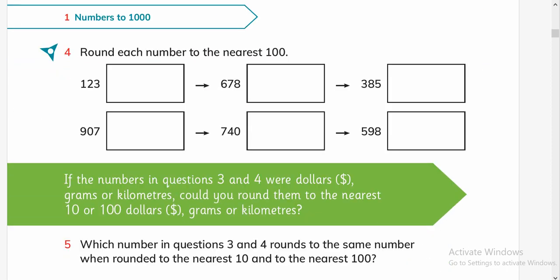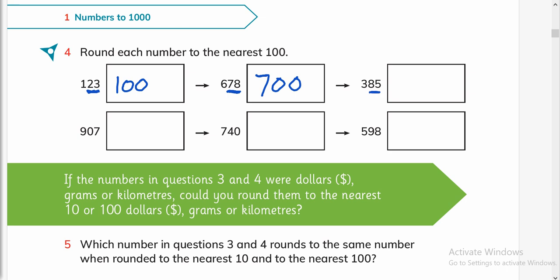Let's go to this page. Round each number to the nearest 100. Now they are saying round these numbers to the nearest 100. Nearest 100 means you should have at least two zeros at the end. So we will see the last two digits. If it is less than 50, we will keep the hundred, and if the last two digits are more than 50, then we will jump to the next 100. So it is more than 50, we will write 700.